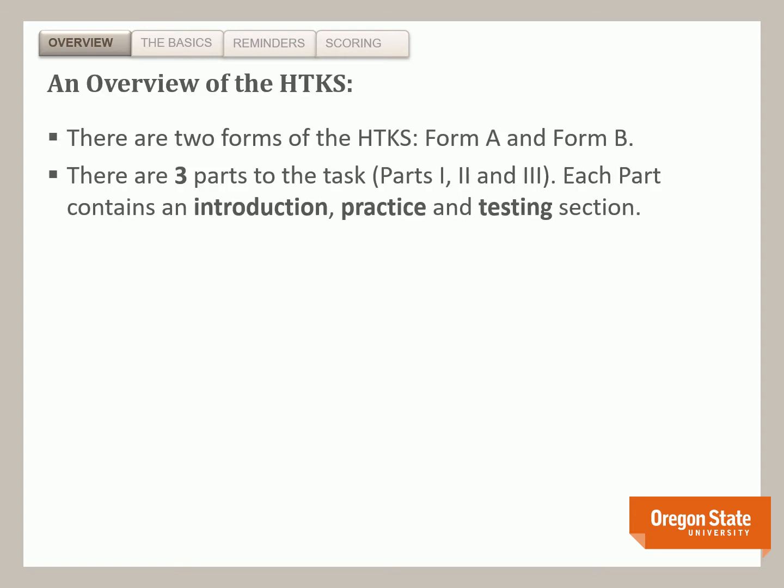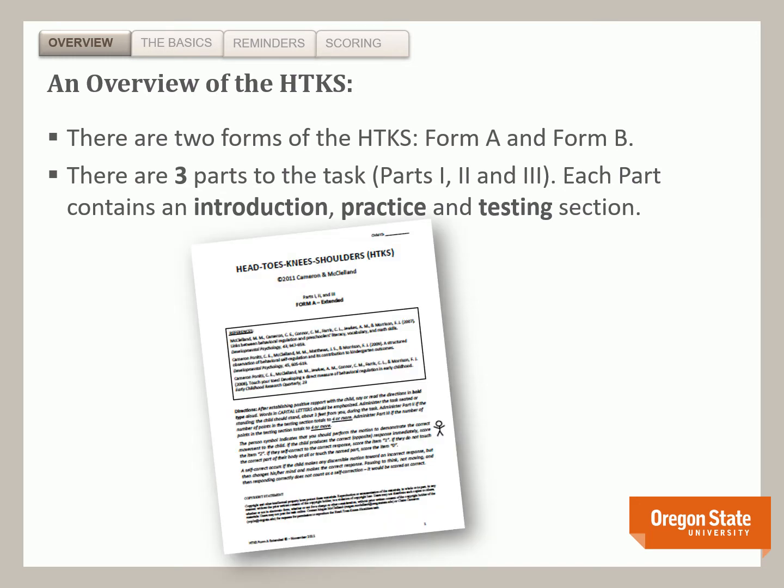There are several questions listed on the form below. These should be answered after you have watched the training video. Please have a hard copy of the HTKS Form A so that you can reference it as we move along in the training. There are two forms, Forms A and B. Both forms can be used interchangeably as we have not found any significant difference on children's performance for either form.